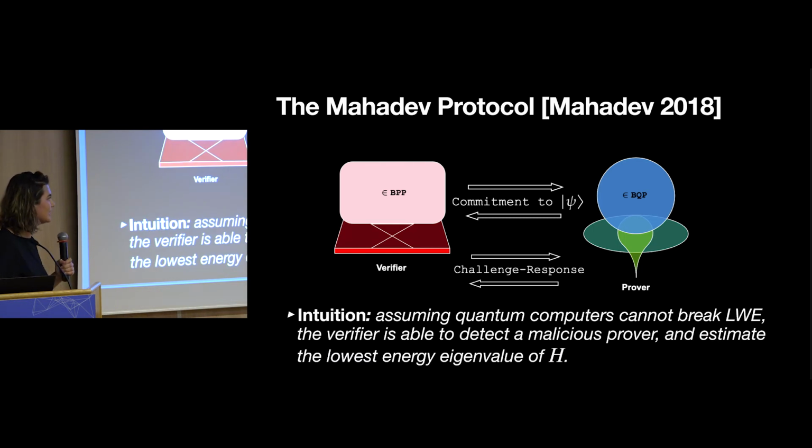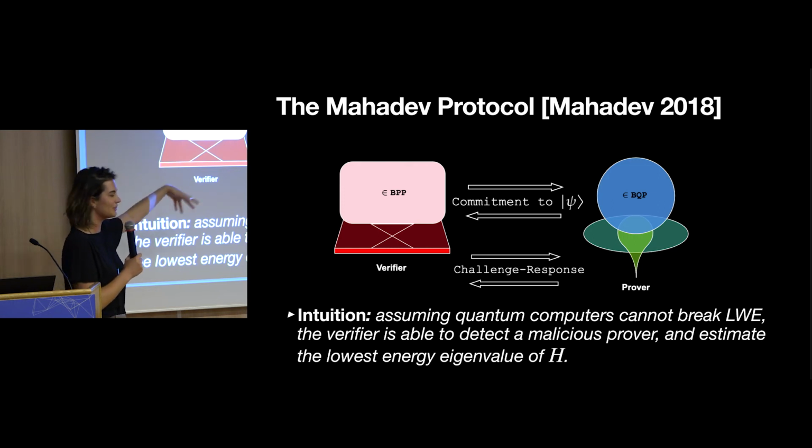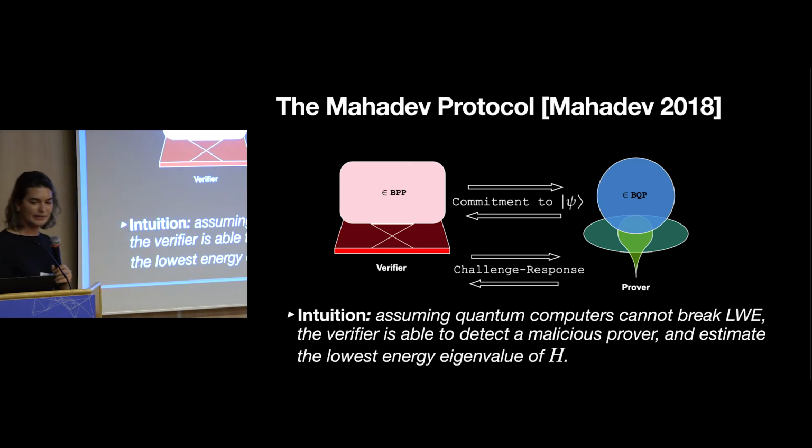And the intuition here is that, assuming that quantum computers can't break a crypto assumption, which in this case is learning with errors, which is basically just a noisy system of linear equations, the verifier is able to detect a cheating prover, and therefore it's able to estimate the lowest energy eigenvalue of the Hamiltonian.